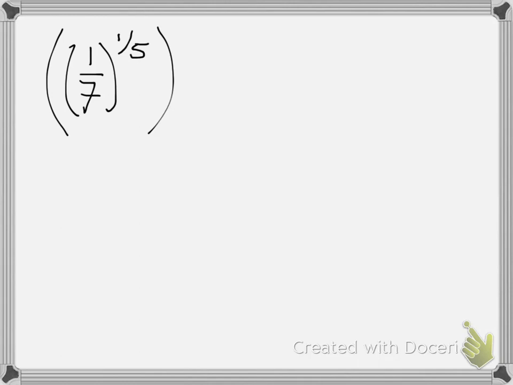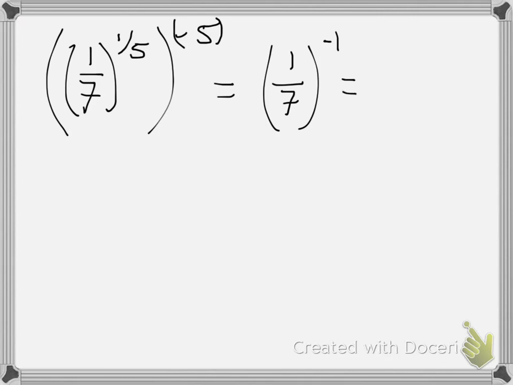Now, another type of problem I would be able to work with is one that has rational exponents. In other words, if I had 1/7 raised to the 1/5 power, and I'm going to raise that all to the -5 power. When I raise an exponent by an exponent, I multiply them together, so that would give me 1/7 raised to the -1 power. Now to write that with a positive exponent, I flip it, which gives me 7, and then the exponent is 1.